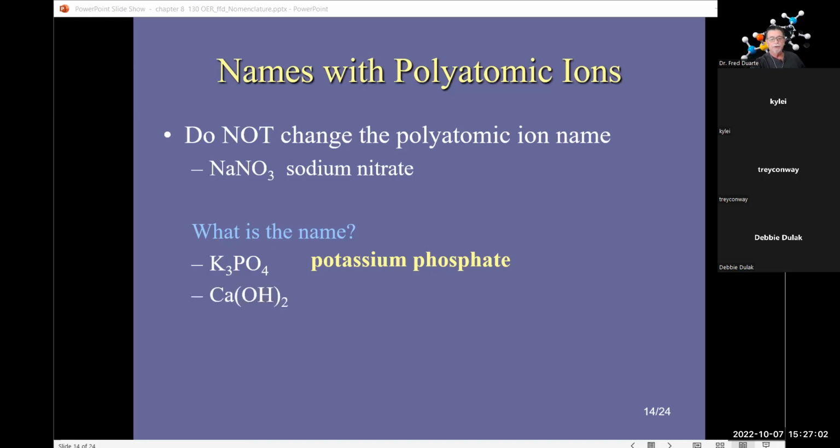Another indication that you have a polyatomic ion is the parentheses. Automatically, parentheses, think polyatomic ions. OH, go to the table, you find it to be hydroxide. Calcium hydroxide. Again, no prefixes, it is not calcium dihydroxide, it's simply calcium hydroxide. It's not tripotassium phosphate, it is simply potassium phosphate.